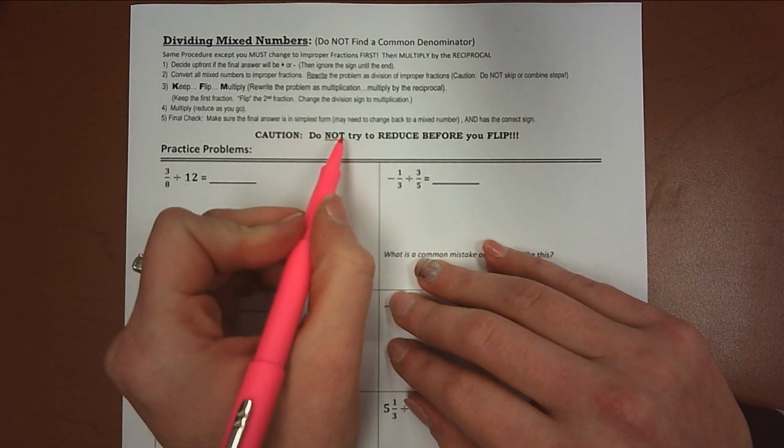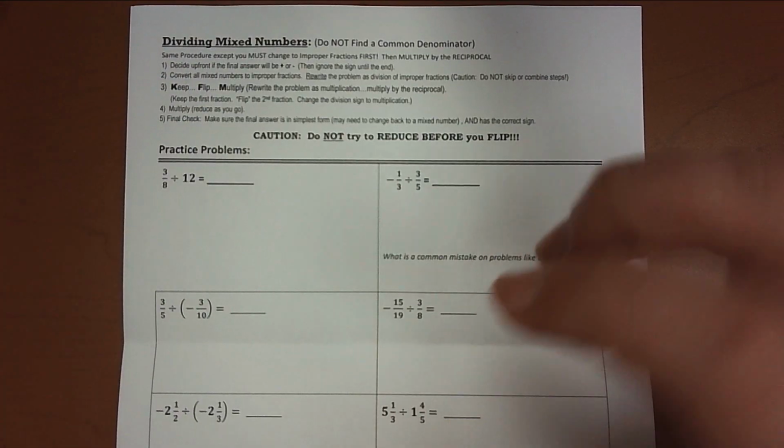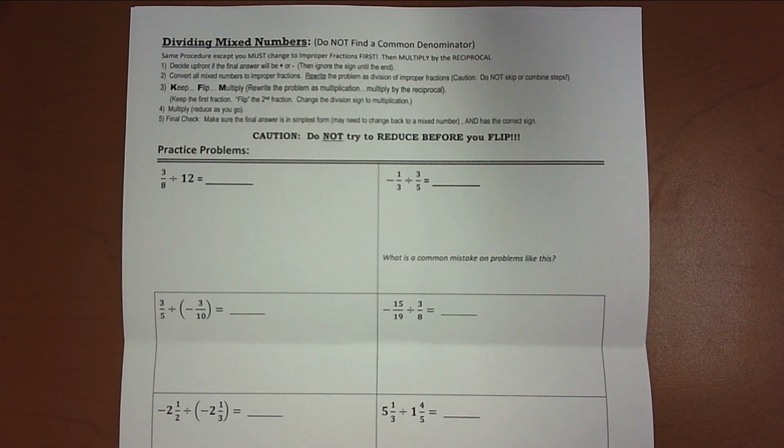It says, caution, do not try to reduce before you flip. So make sure that you do these things in order and don't try to combine steps, because that's when silly mistakes happen.